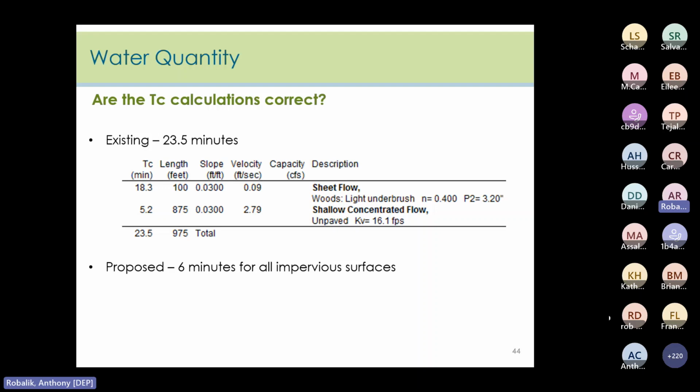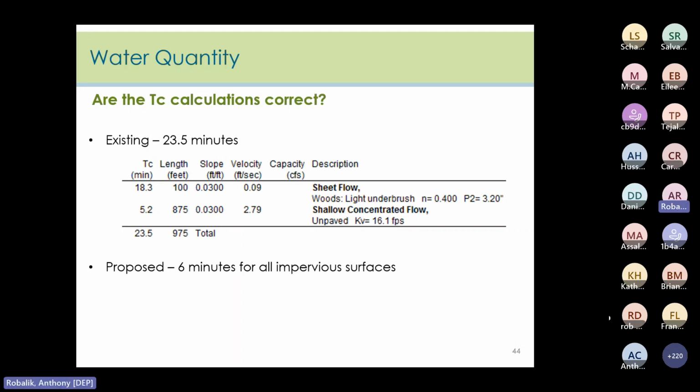They used 100 feet for sheet flow, woods, light underbrush with Manning's N of 0.4, and all those things match up. Right, the max Manning's N you could use is 0.4 in New Jersey and 100 feet for sheet flow. They have 3% slope, and that seems reasonable for the area. You can also measure that from the plans to double check, but with all this, the TC comes out to 23.5 minutes, and that seems okay.